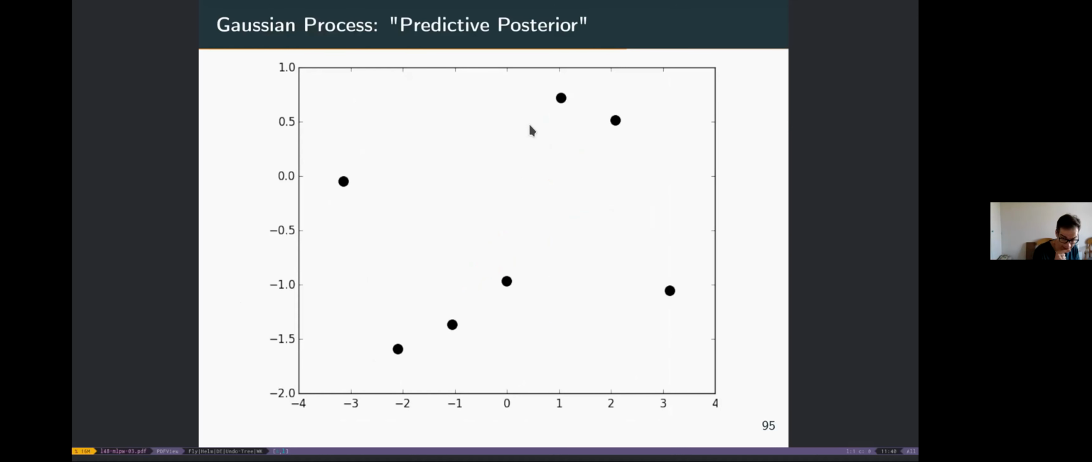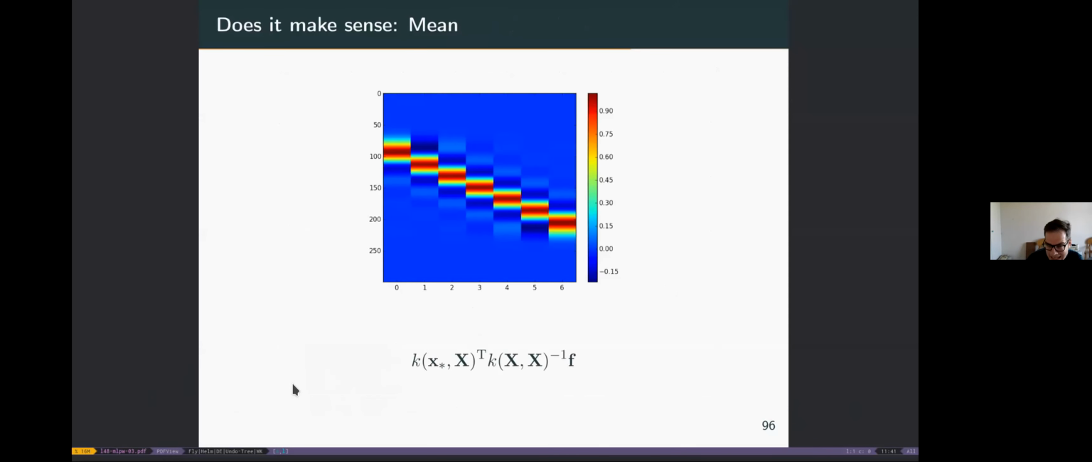So let me show you how this makes sense and what this actually does. Here are the 7 points that I talked about before. Now I want to know F star for 300 other points. So I'm going to compute the conditional Gaussian, or the predicted posterior, as we call it. The first term, the mean of that Gaussian, looks like this. So it's effectively a matrix multiplied by the values I've already seen.